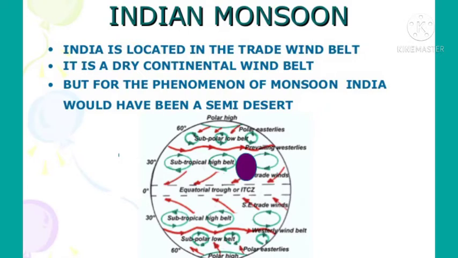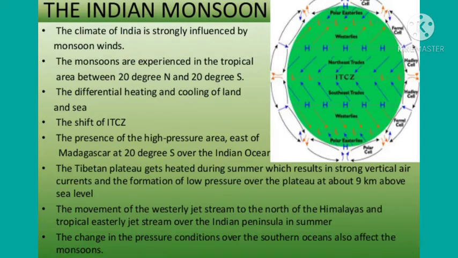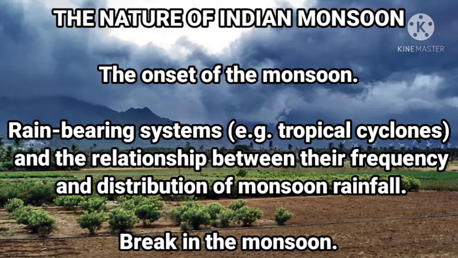Students, the nature of Indian monsoon is not the same at all. It has a systematic study through which we understand the different parts of the Indian monsoon. If we talk about the features of the Indian monsoon, it includes the onset of monsoon, then the rain bearing system and the rainfall distribution, and we can also include many more things like the monsoon burst and the retreating of monsoon. So let's see what these things are.